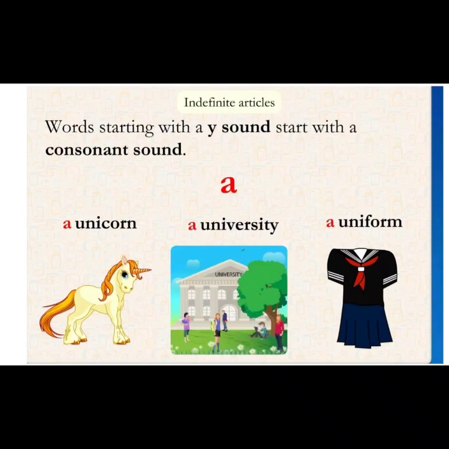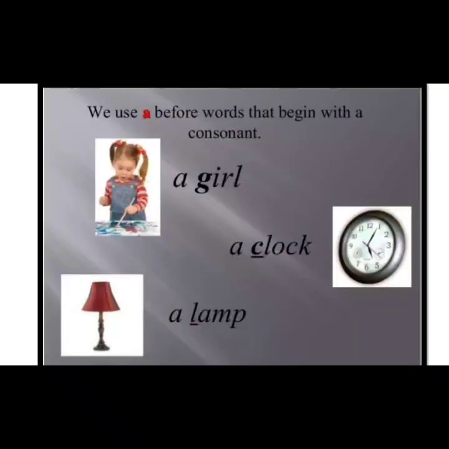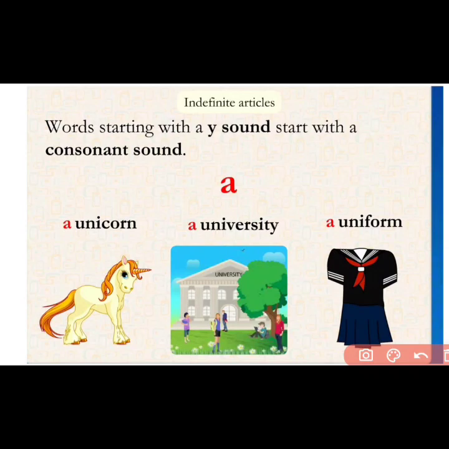Words starting with a Y sound start with a consonant sound. Look here. A unicorn. Kids, in unicorn, the sound is coming off Y, and Y is a consonant. You can see over here, U is a vowel. But the sound, kids, where to place a and an depends upon the sound of the vowel. Though it is a vowel, the sound is of Y. So we use a unicorn, a university, a uniform.